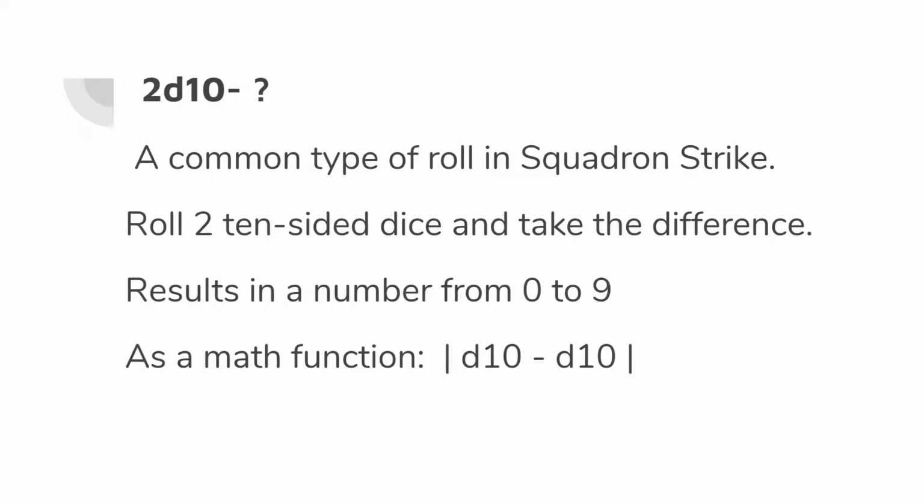The 2d10 minus is a very common type of roll in Squadron Strike. It's used for missile and torpedo survival rolls. It's used for structural integrity rolls, but most commonly used in damage rolls. You just take 2 10-sided dice, and you roll them, and you take the difference. This results in a number between 0 and 9. 9 occurs like 2% of the time, and 0 occurs 10% of the time. And if we look at it as a mathematical function, it's a d10 minus d10, and we take the absolute value of the difference.